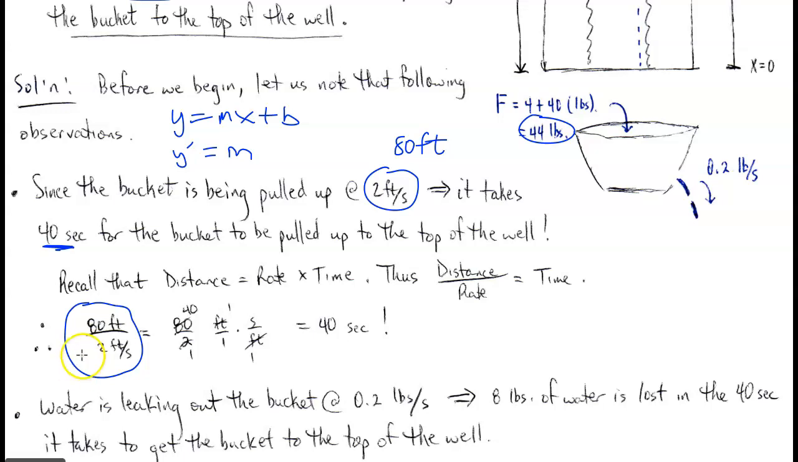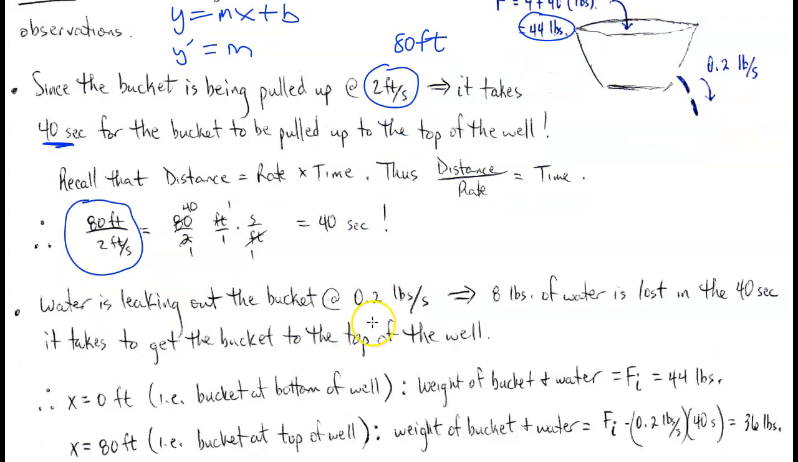Okay. Now, again, the water is leaking out of the bucket at 0.2 of a pound per second. So if we take this amount and multiply it times the 40 seconds that we have, then of course 40 times 0.2 is going to give us 8. And since seconds here and seconds here are going to reduce to 1, all we have left is the unit of pounds. And so we see that 8 pounds of water is going to be lost from the time we begin pulling up the bucket to the time we end it.